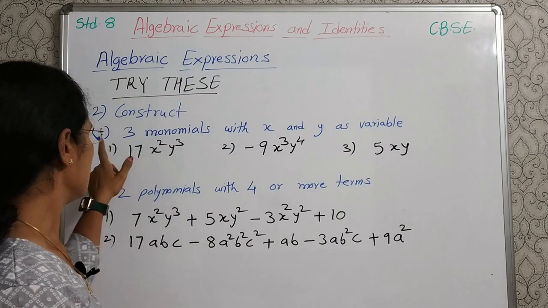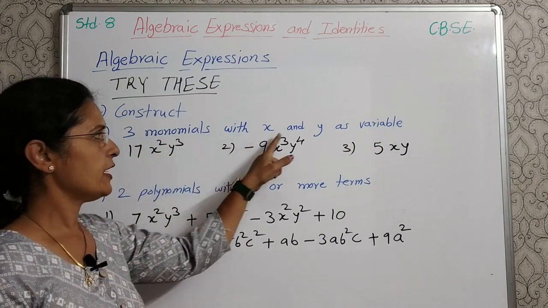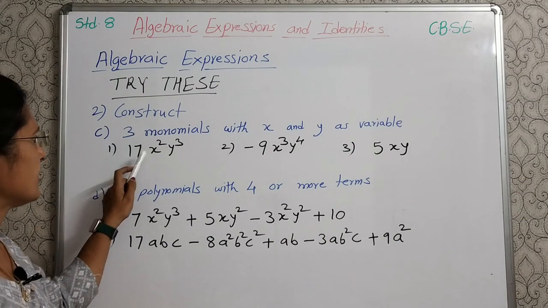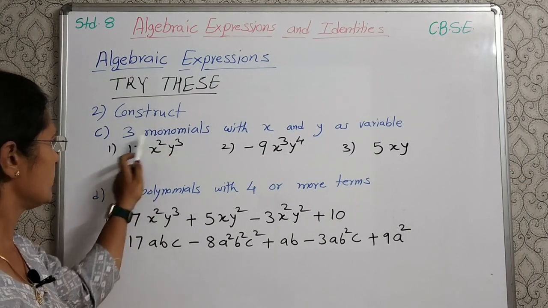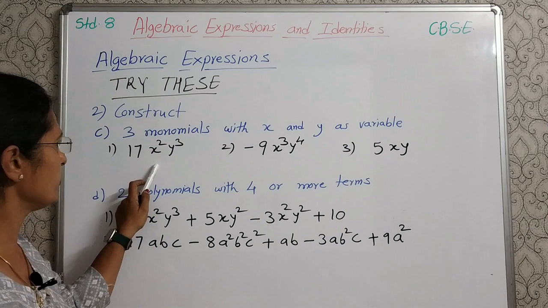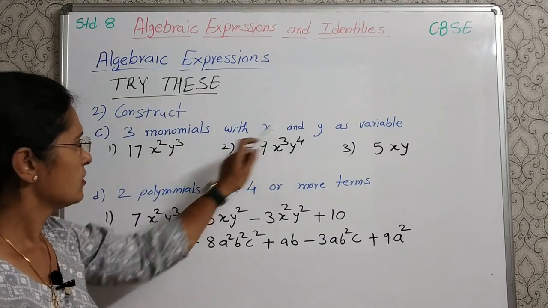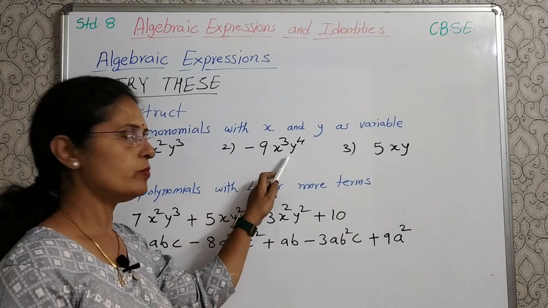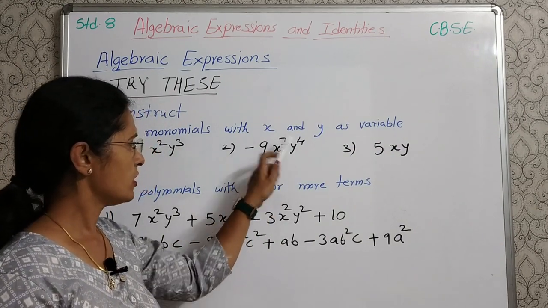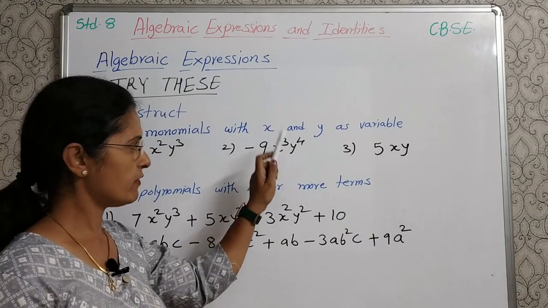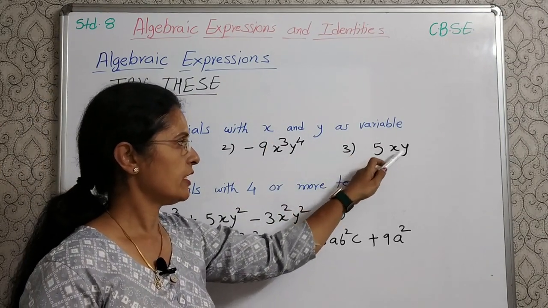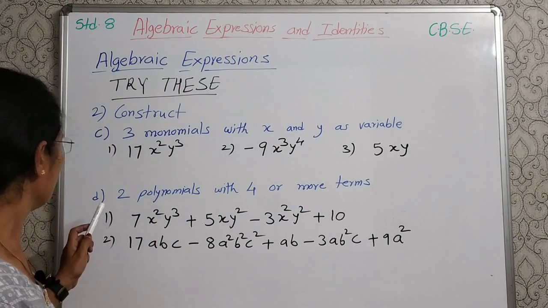Next, C. Three monomials with x and y as variables. See, first one, 17x square y cube. So this is a single term, therefore it is a monomial, and x and y are the variables here. Second, minus 9x cube y raised to 4. So this is also a monomial with variables x and y. Third, 5xy, again a monomial with x and y as variables.